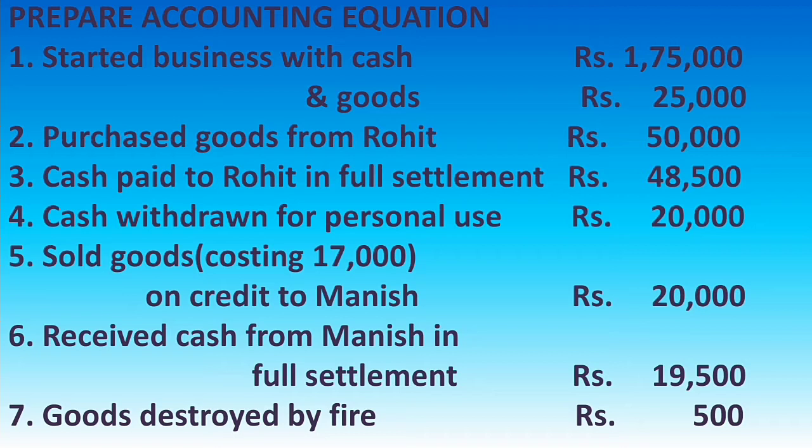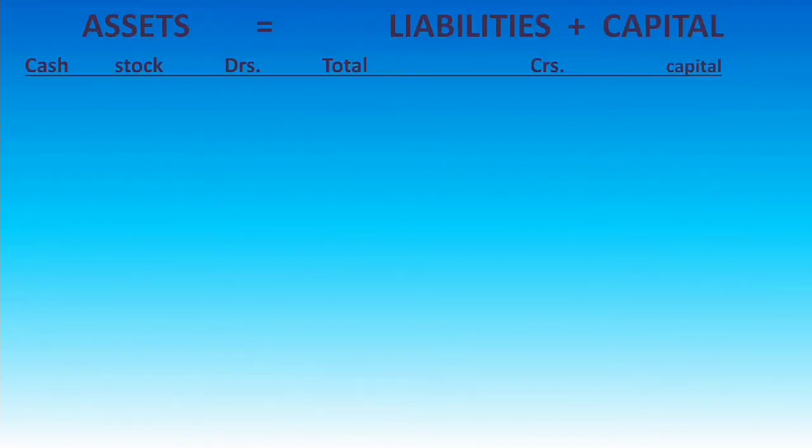These are the transactions. Now we can prepare the accounting equation. So the first transaction, started business with cash rupees 1,75,000 and goods rupees 25,000. Cash balance of the business increased by 1,75,000 and stock by 25,000. Then we can write 1,75,000 in the cash column and 25,000 in the stock column. And it is the capital invested by the proprietor in the business. So capital also increased. Then we can write 2 lakh in the capital column, the total of 1,75,000 plus 25,000.